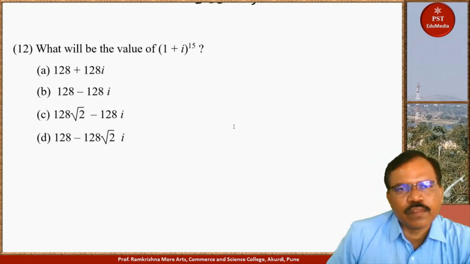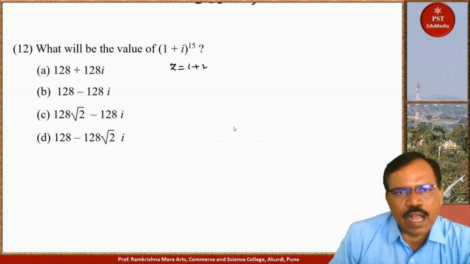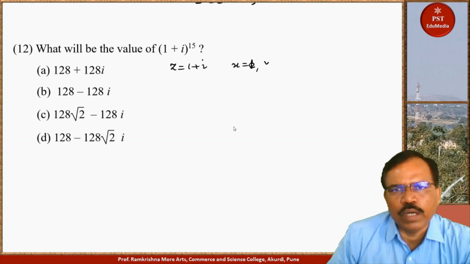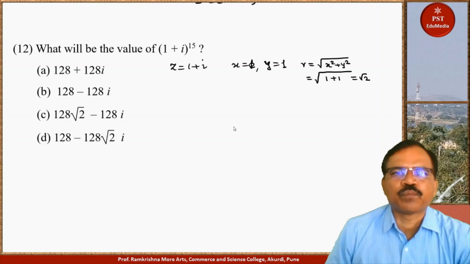So here z is equal to 1 plus i. So x is equal to 1, y is equal to 1. So r, that is square root of x square plus y square, is equal to square root of 1 plus 1, that is square root of 2.